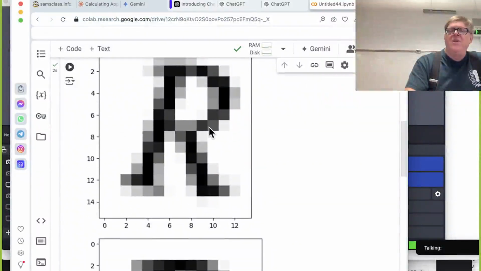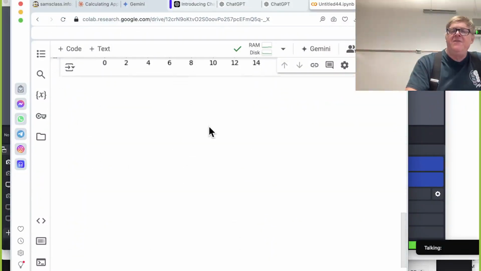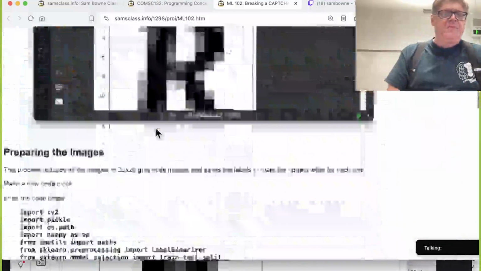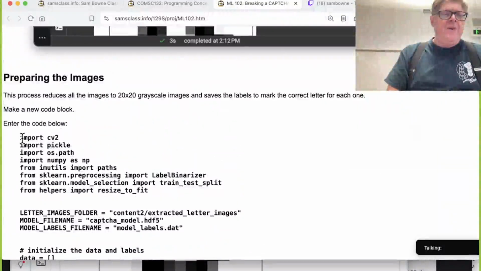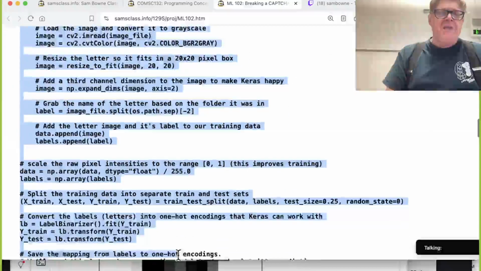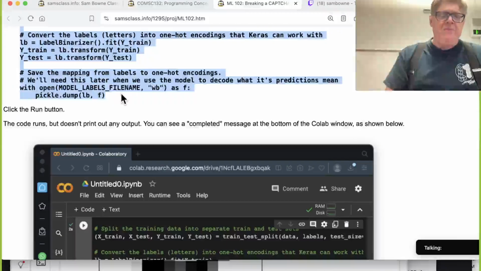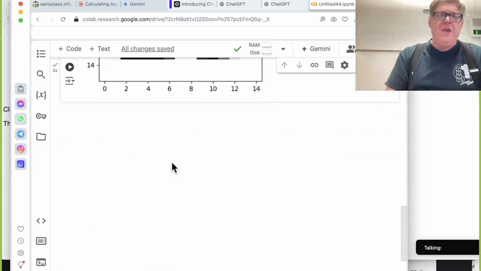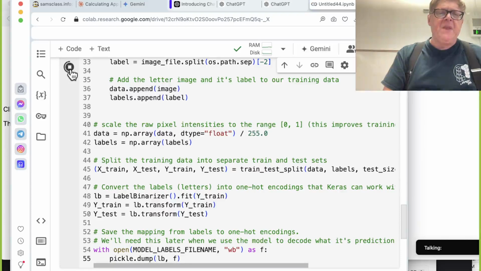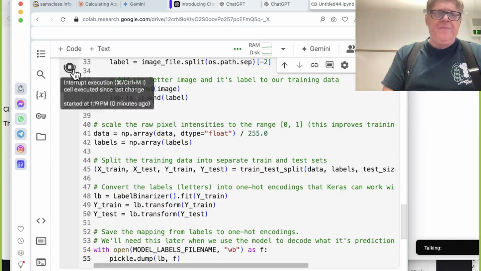Here's what you get. The letters are sort of tilted over and bent in different fonts, and we want to recognize them. So prepare the images. This just processes the images and turns them into 20 by 20 grayscale images. So we have fixed images to work with, like the last one we did with the images of clothing. All right.